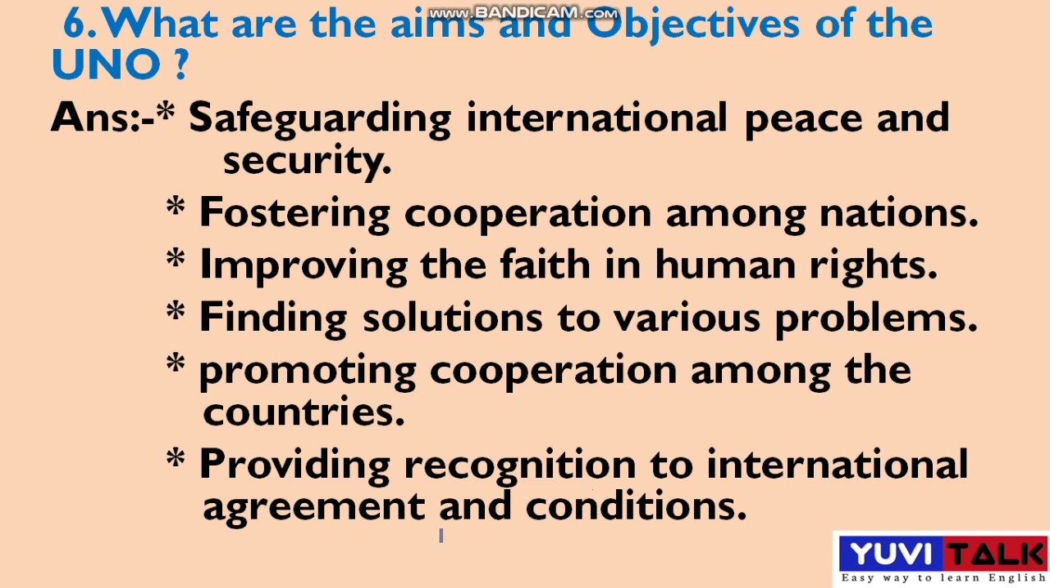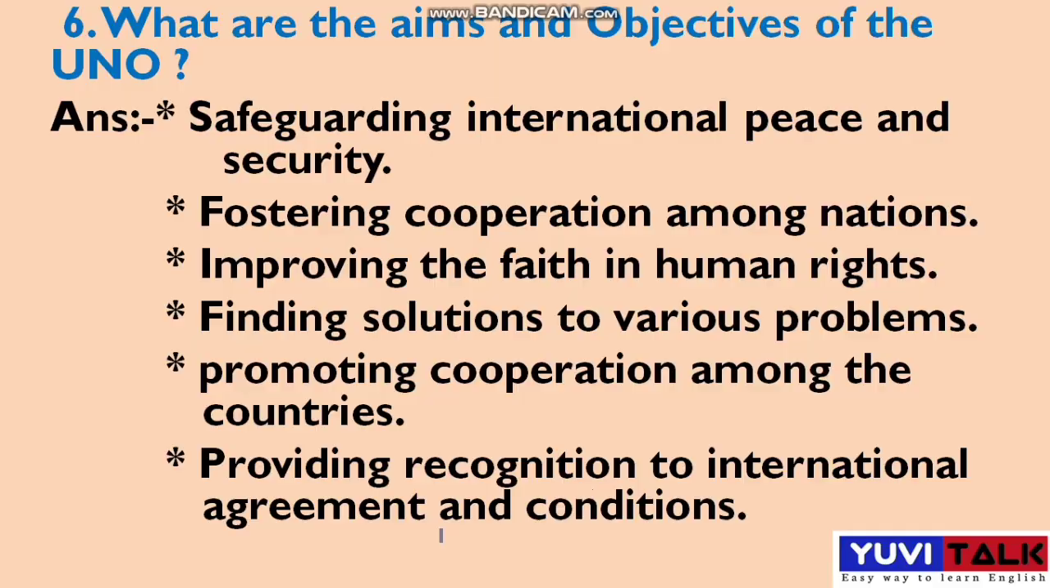So there are many countries, and they promote those countries to cooperate with each other. Next is providing recognition to international agreements and conditions. Whatever the international agreements and conditions are there, the UNO is always providing recognition for that. Okay, so these are the aims and these are the objectives of the UNO.